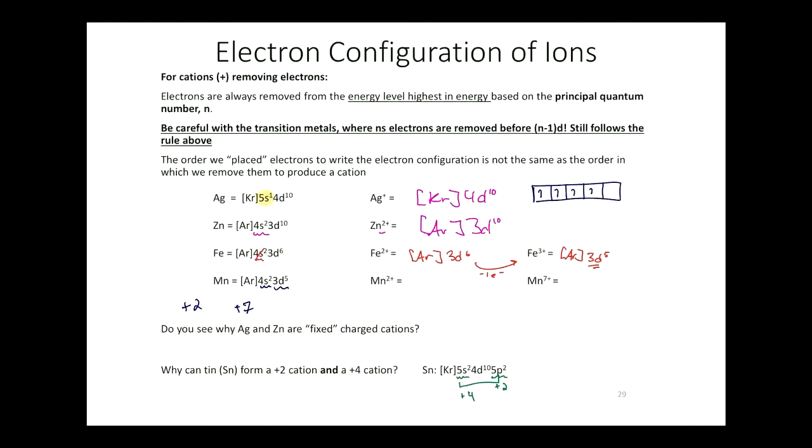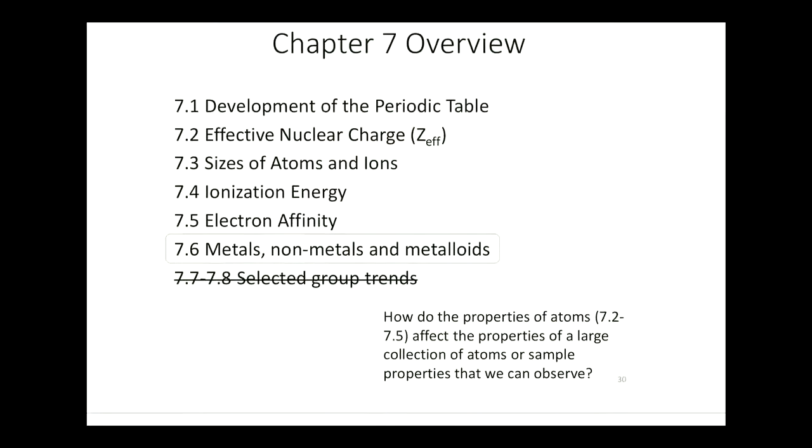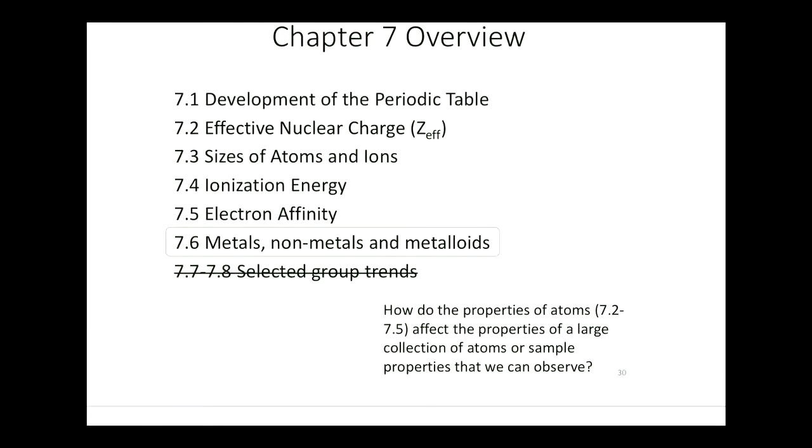Good? All right. So let's summarize all of the periodic trends here, looking at some of the properties of metals and nonmetals and some of the trends within there, and relating it to ionization energy and electron affinity, properties you already know.